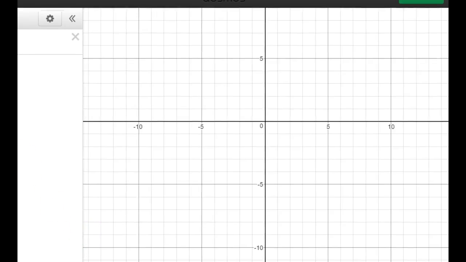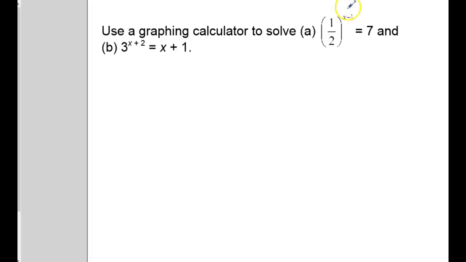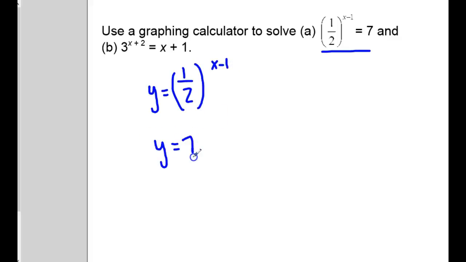So here's Desmos, and I'm just sliding my screen over just a little bit so we can see what we're looking at. We're going to look at part A first, which is 1/2 to the x minus 1 equals 7, which you can see right in here. The first thing I do is write a system that explains both of these. So I'm going to have y equals 1/2, right, to the x minus 1, and y equals 7.